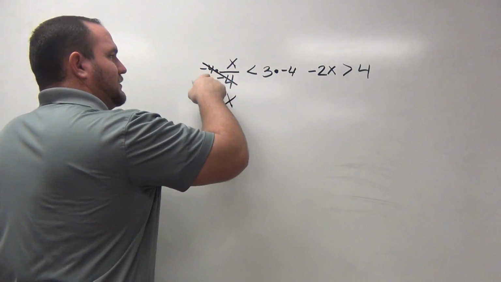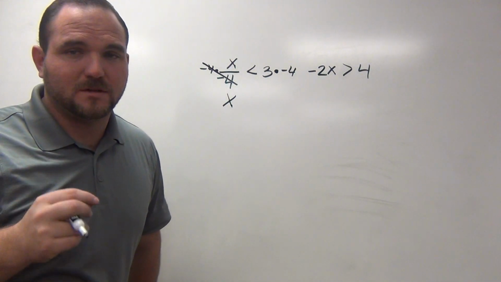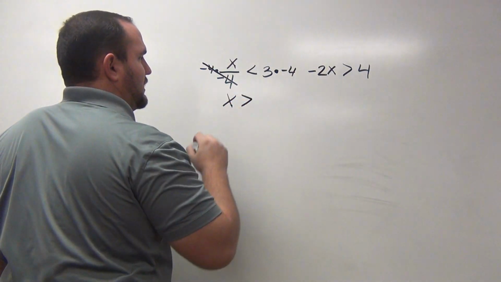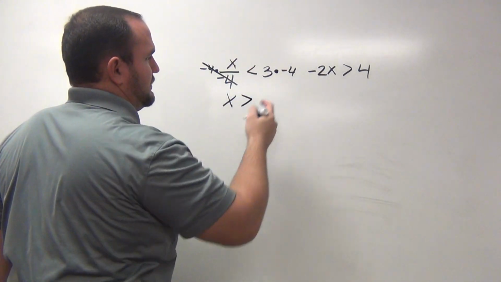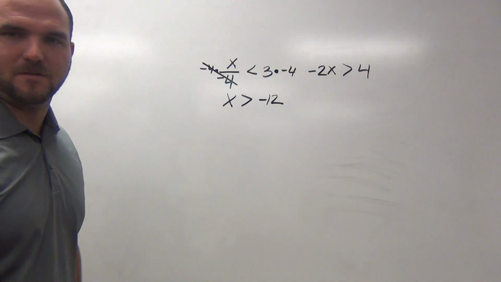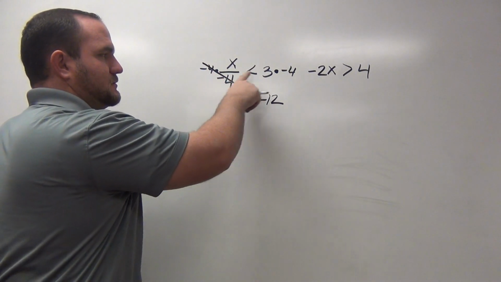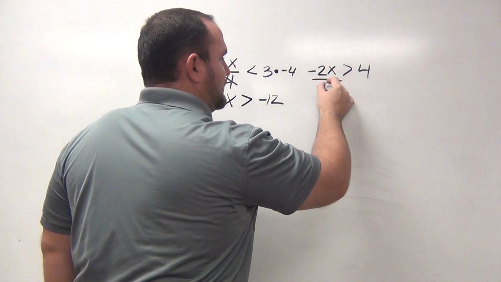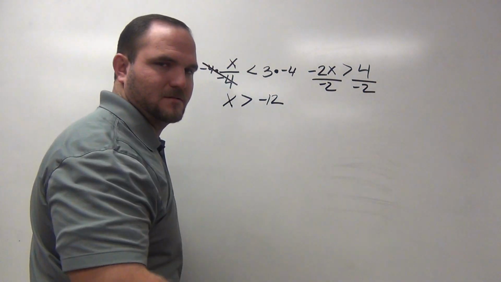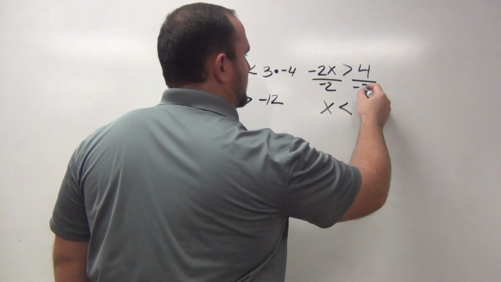Now remember, this is only for multiplication and division, and it's only when it's a negative sign. So I have an x, and I flip the sign because I took a negative across that side. And so now I have negative 12. Once again, we did that for multiplication. And now if I divide like that, I took another negative across the inequality, I flip the sign, and it's negative 2.